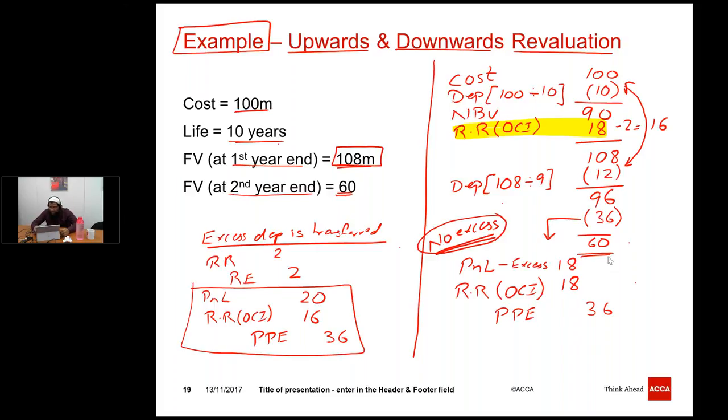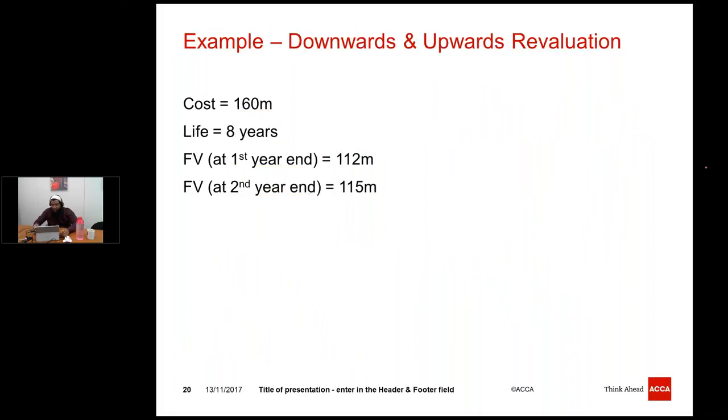Okay, so are we all clear on this? Is everyone clear on this? Okay, that's good. Thank you. Now let's continue with another example. This time I would want you to solve this example on your own.